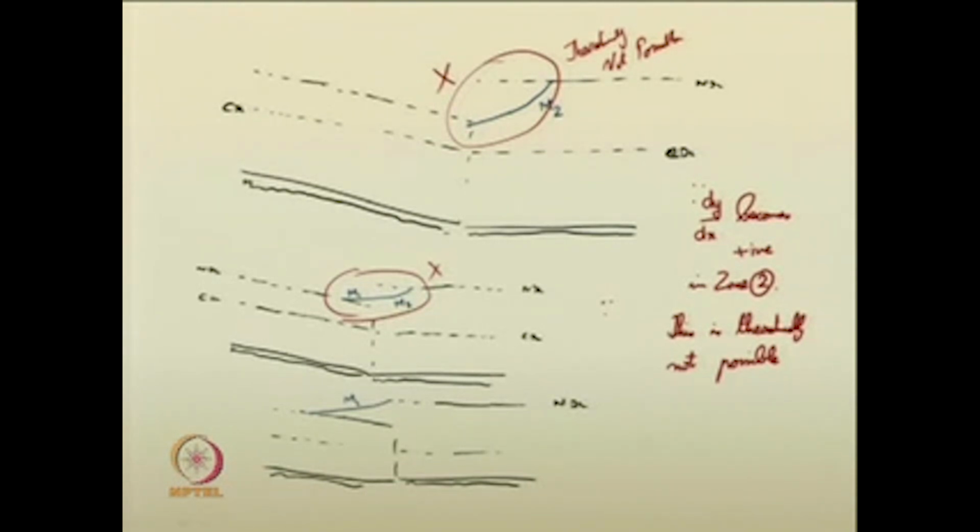What about the third one? It has an M1 profile in channel 1 and it is theoretically possible. So, this is the only situation that can exist when a flow occurs from a mild channel to a further milder channel. Okay.